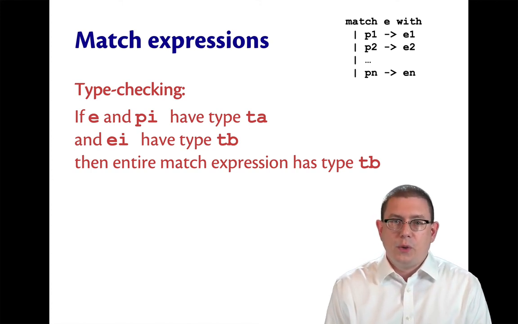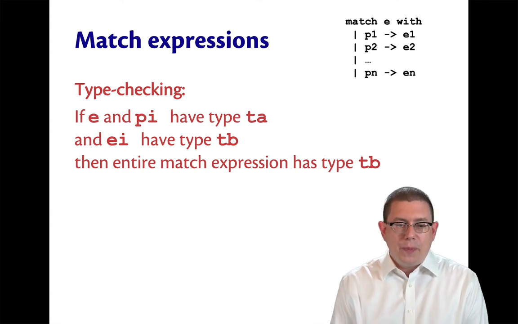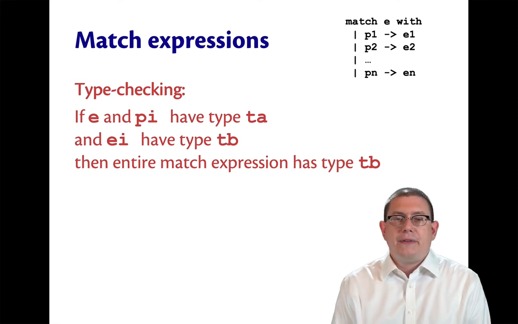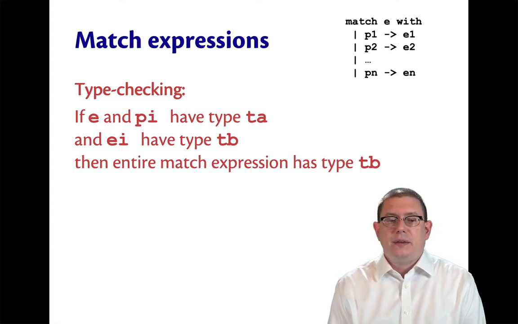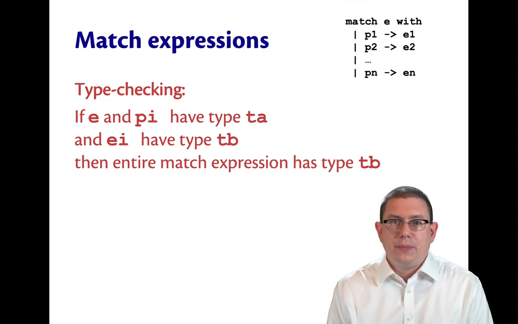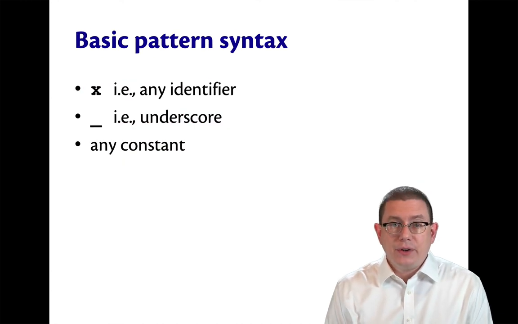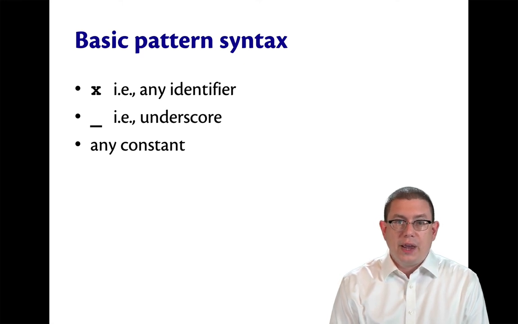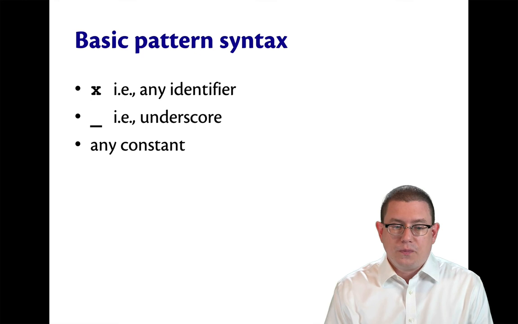Okay, so to put that a little more carefully, if E and all the patterns Pi have a type Ta, and if all the Ei have a potentially different type, Tb, then the entire match expression has type Tb. As for that pattern syntax, the most basic pieces of it are identifiers, underscore, and any constant you like. So the identifiers are the pattern variables, underscore is that wildcard, and the constants are syntax like 42, or the string hello, or the Boolean true.